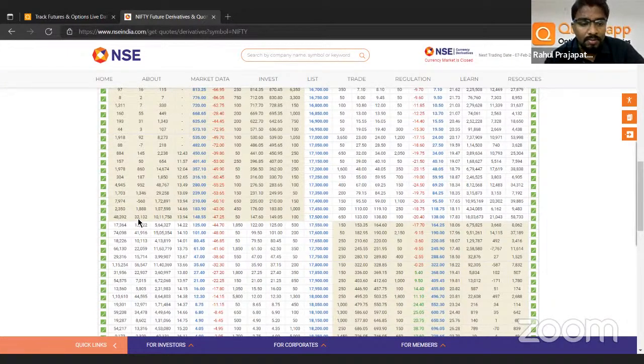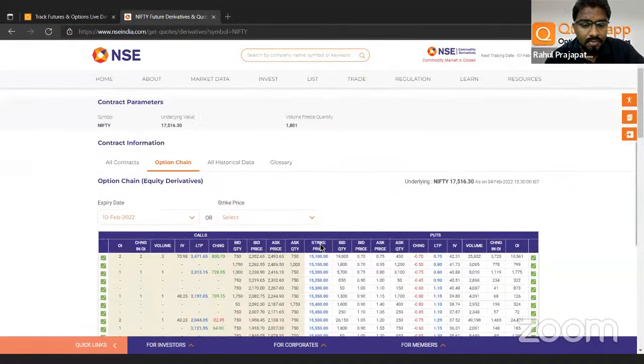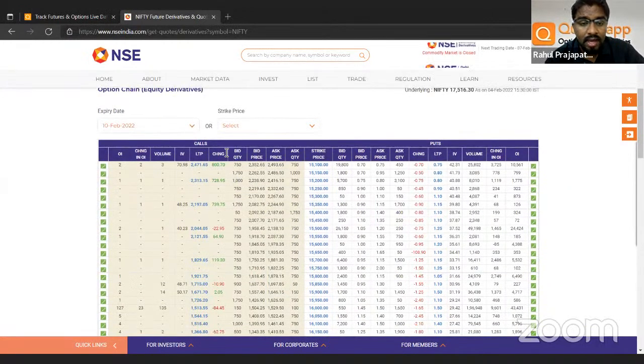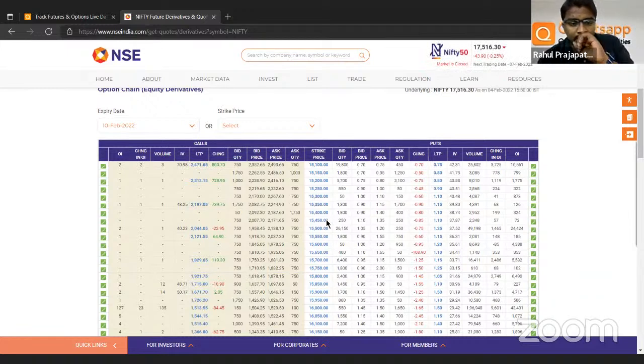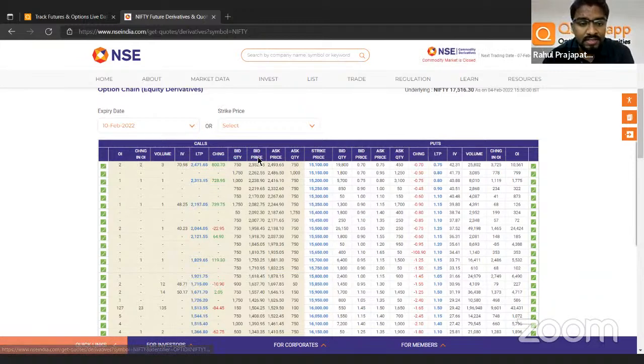I'll talk about what at the money is also. So what are the key points that we need to look for? This is the strike price, and we have bid quantity, bid price, ask quantity. This is basically a kind of order book you're getting simultaneously. Then we have the LTP, which is the price, that means the option premium. Simultaneously here we have the LTP for the put option also. So we have both. Then we have volume, and open interest and change in open interest simultaneously.